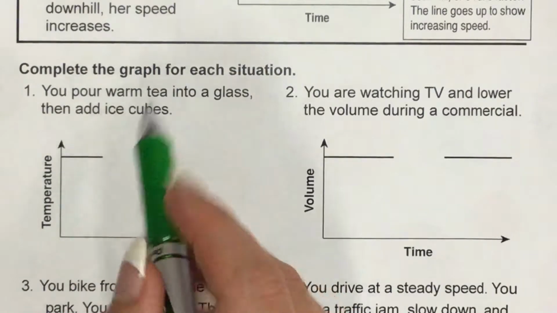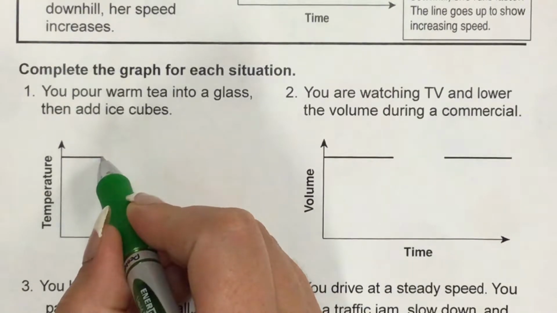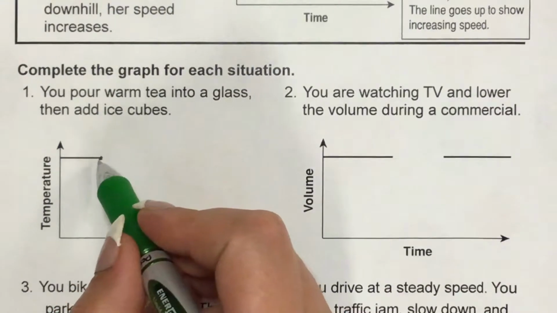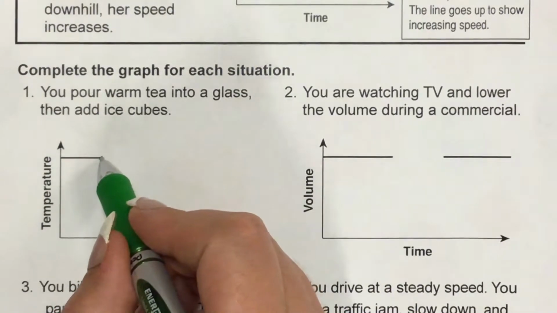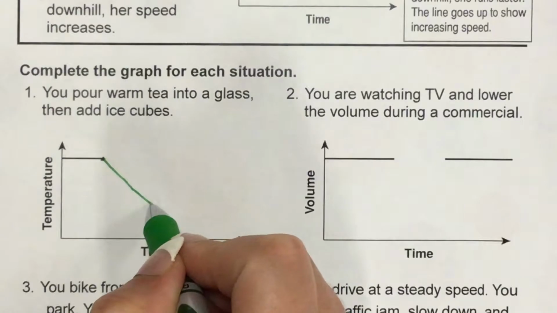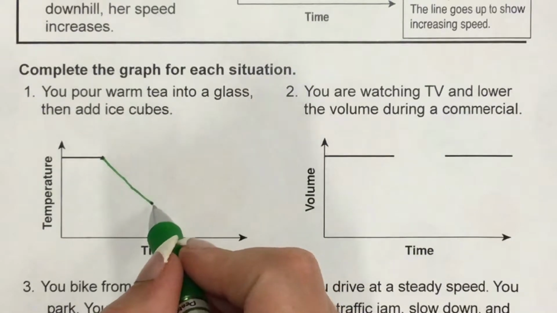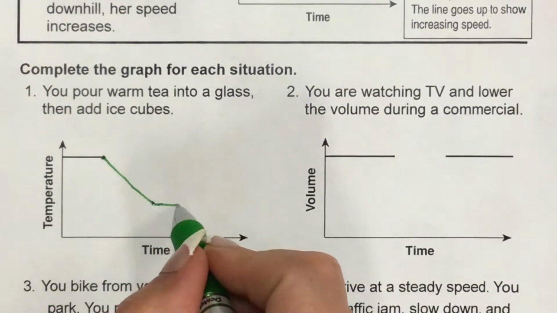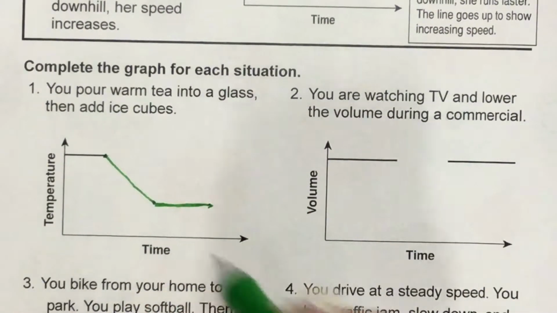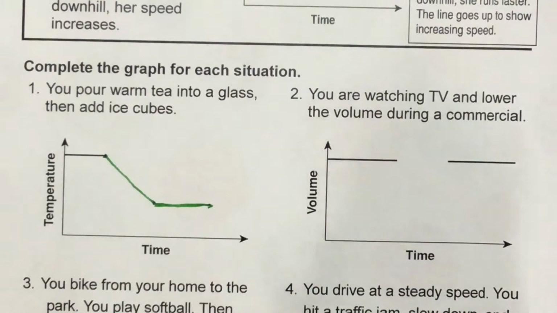But then what happens is we add ice cubes. And so what's going to happen to that temperature? Is that temperature going to remain the same? Is it going to increase or is it going to decrease? Yes, the ice cubes are going to make the tea colder, so the temperature is going to go down. And it's going to go down until the ice cubes melt. And then once they melt, the temperature of the tea will remain constant at whatever that room temperature is, wherever the tea is. So this is an example of a graphical model of what this situation would be.